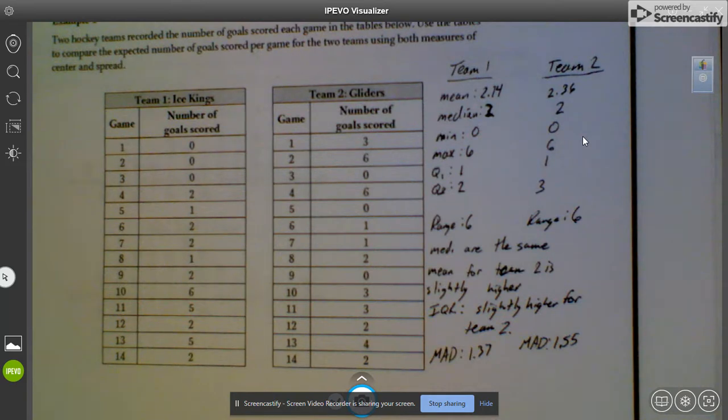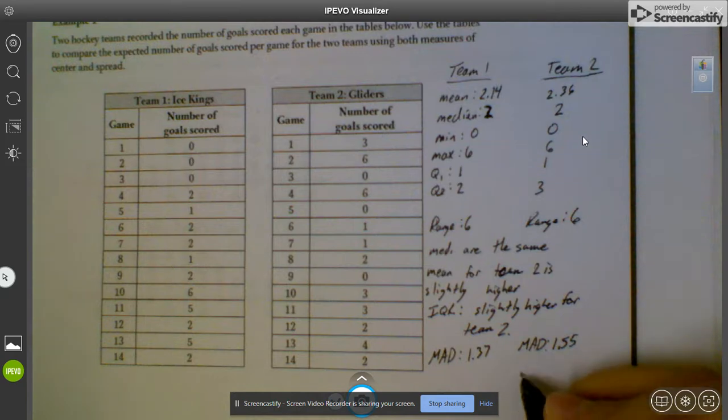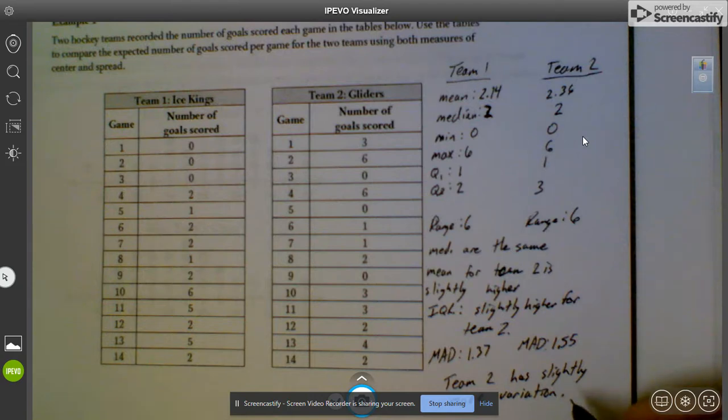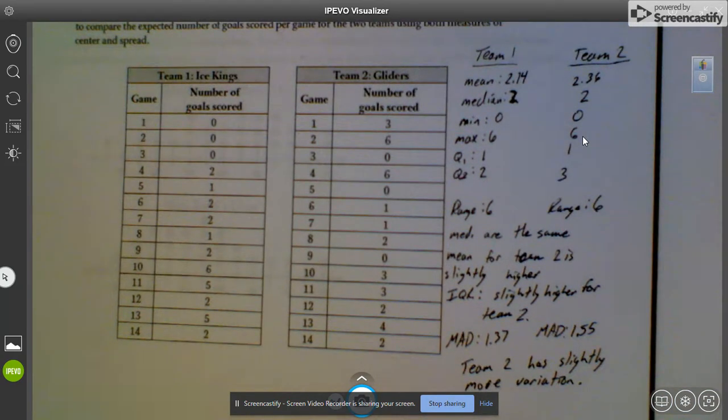So if we were trying to compare those, the Gliders, the second team, team 2, has slightly more variation. Or in other words, they're not quite as consistent as team 1, even though their average is a little bit higher. Okay, so just making some general comparisons between data. And we'll stop that video there and pick up examples 2 and 3 in the next one.